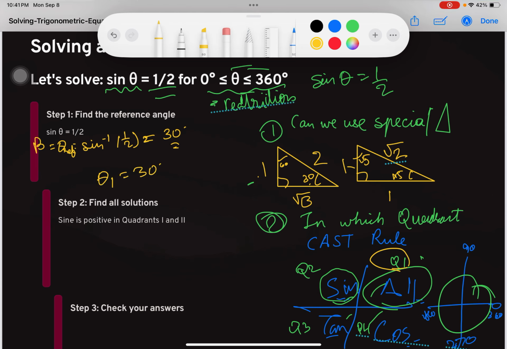But how do you find the angle in quadrant 2? If I remember the formula, to find the angle in quadrant 2, you would do 180 minus your beta value. It's usually beta.